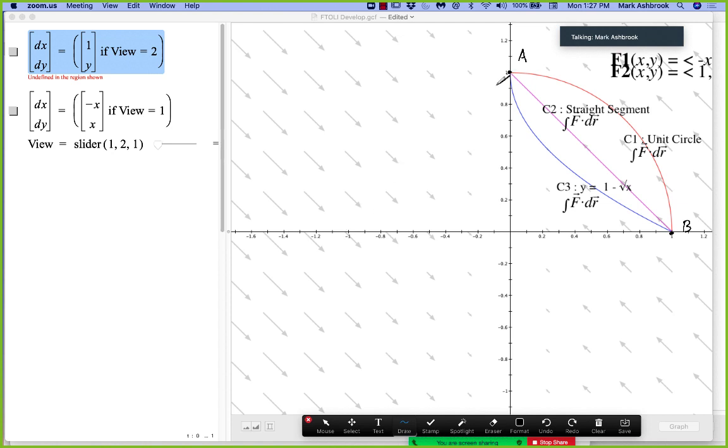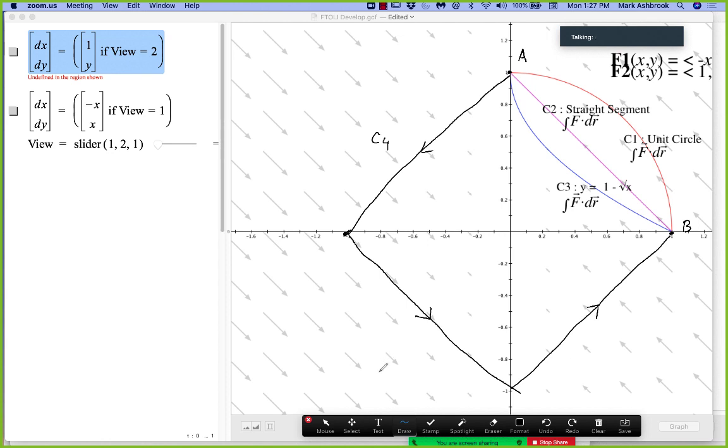If I go from 0, 1 to negative 1, 0, what would be that line integral right there? 0. And then if I went from negative 1, 0 to 0, negative 1? Positive. And then if I went straight to B from there? 0. That segment is 0. So here's a path, call it C4. What would the line integral of C4 be? Positive. See that? Taking this path, I can make that line integral from A to B positive.